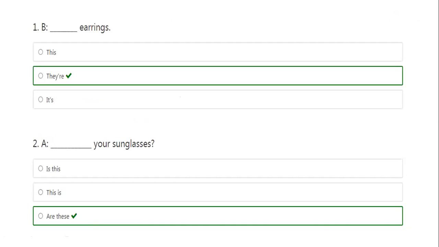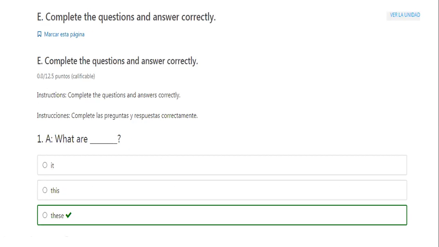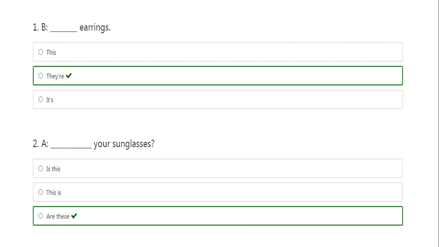Number two, earrings. Ajá, pero vean, aquí tenemos que llevar la hilación, ¿verdad? La lógica de la conversación. La primera era, what are these? ¿Qué son estos? Entonces B responde, ¿verdad? Entonces no puede decir this earrings. Primero porque el this, it doesn't match. No hace sentido con earrings porque earrings es plural. Tampoco it's, ¿verdad? It doesn't match with earrings. And then the right is they're earrings. Son aretes.